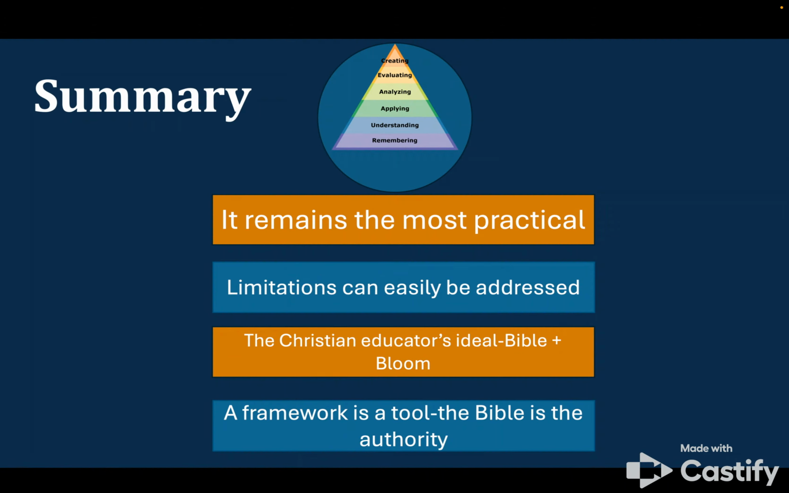The ideal framework is to always keep the Bible as the foundation while incorporating Bloom's taxonomy to ensure we are developing the whole person. As Christian teachers, no secular framework can be our only tool. We can implement Bloom's taxonomy, but it is the Bible that is the foundation and authority for everything that happens in the classroom. Are we developing the mind of Christ in our students? Remember, as Christian teachers, this is our purpose and ultimate goal.